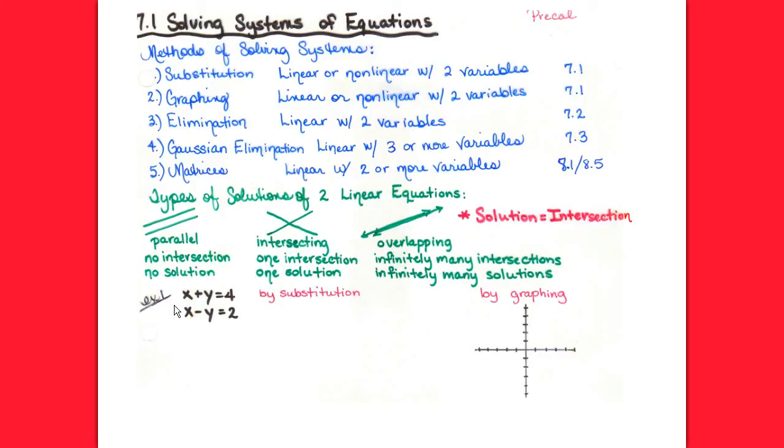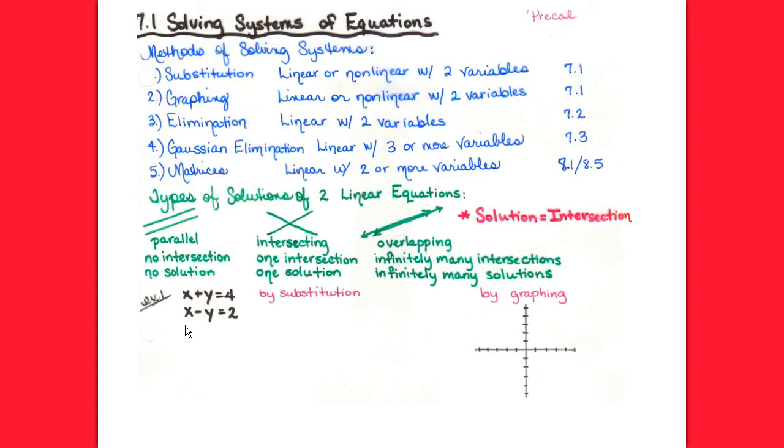But if I want a solution to the system, then that means I have to find the ordered pair that makes both of those equations true. So even though (2, 2) might work up here, it does not work down here. It wouldn't be a solution to that system. So that's what we're looking for when we're talking about solving.